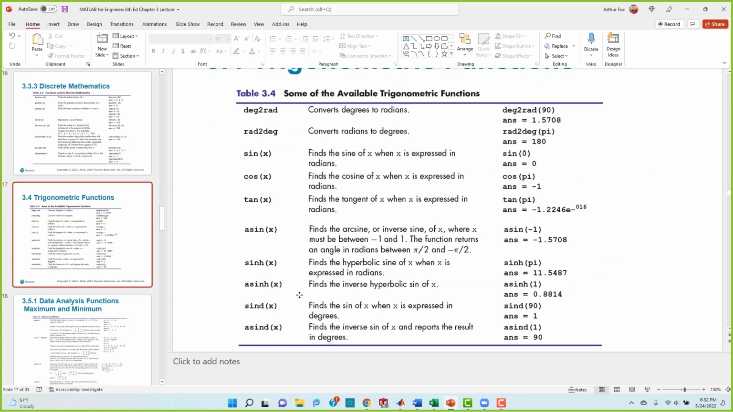All of these are in your textbook if you want to go through. I'm just going to hit the ones that we'll be using. Degrees to radians and radians to degrees converts, obviously, from degrees to radians, or you can multiply by pi over 180, and here you can divide by 180 or multiply by 180 divided by pi. Your basic trig functions, three here, four here, three here, are in radians, and if you want degrees, you add a d to the end.